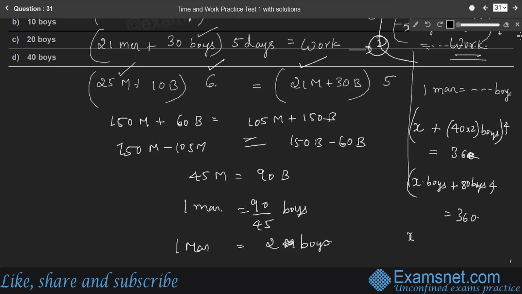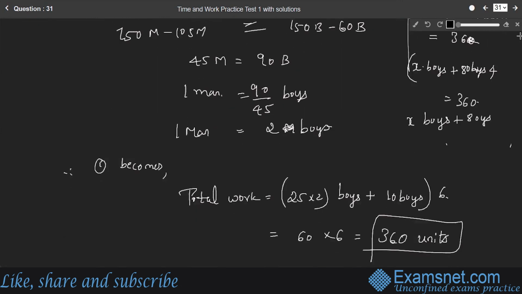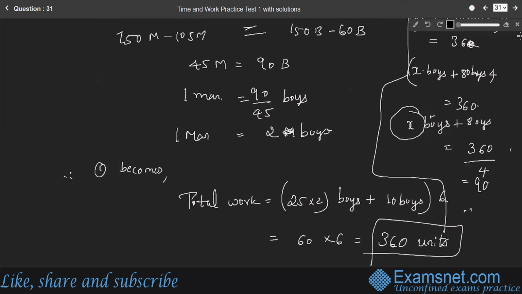Therefore, X boys plus 80 boys is equal to 360 by 4, which is equal to 90. Right? So, X boys plus 80 boys is 90. What is the value of X? Therefore, the value of X is equal to 10.